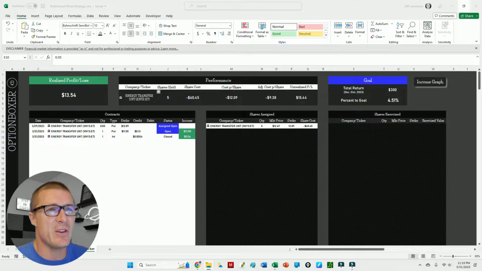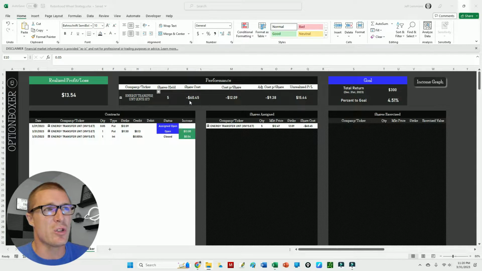Let's turn our attention now to the spreadsheet on the screen, and I'll walk through some of the changes that are different from what's currently available on OptionBoxer. Starting at the top left is just the realized profit and loss. That's just the income all totaled up. We'll skip the company for now. We'll talk more about that in just a second. The shares I have at the moment are 5 shares. I bought 5 shares, and we'll look at that when we get into Robinhood more specifically.